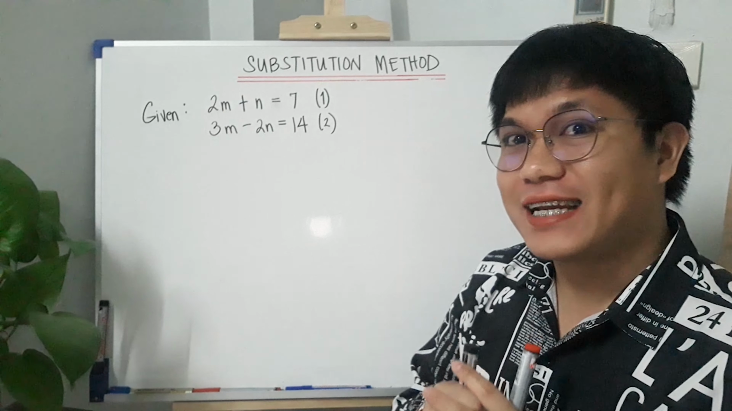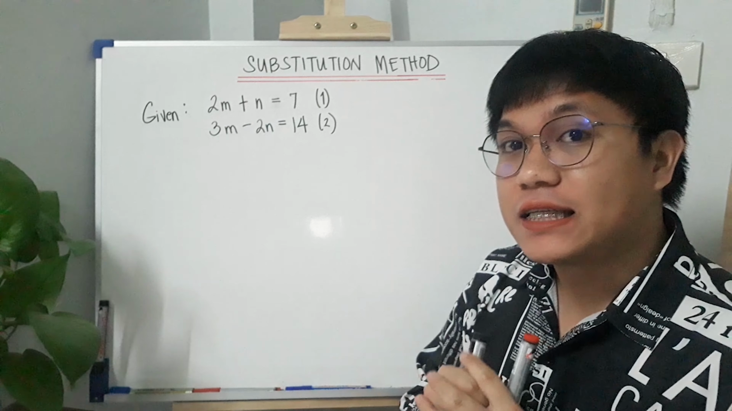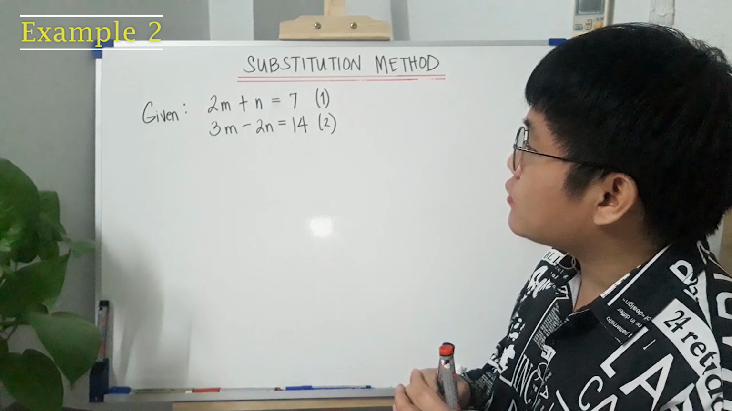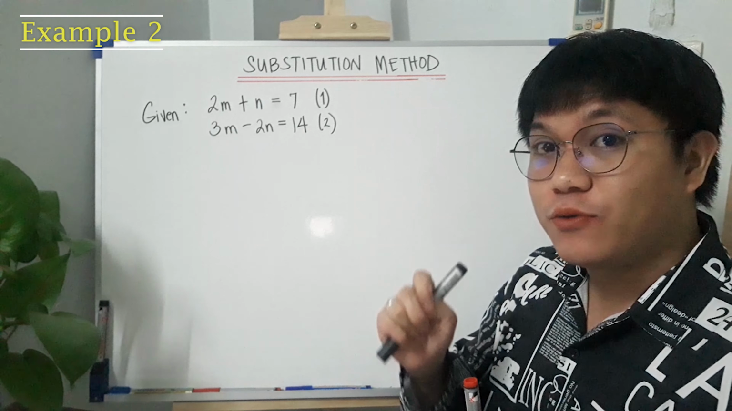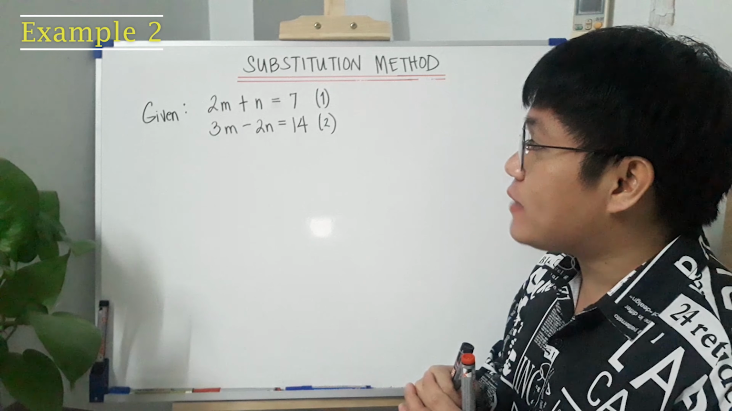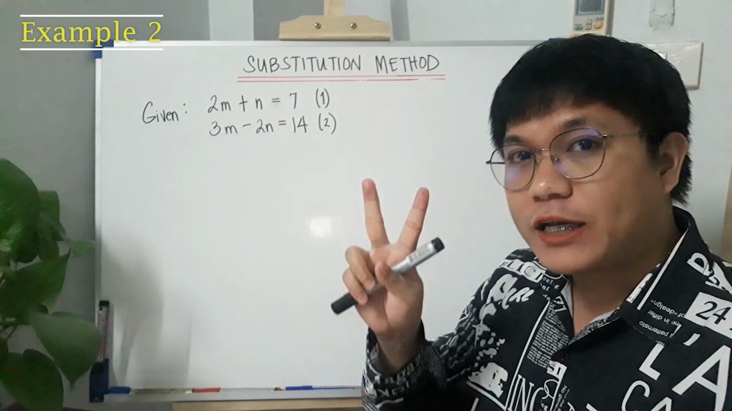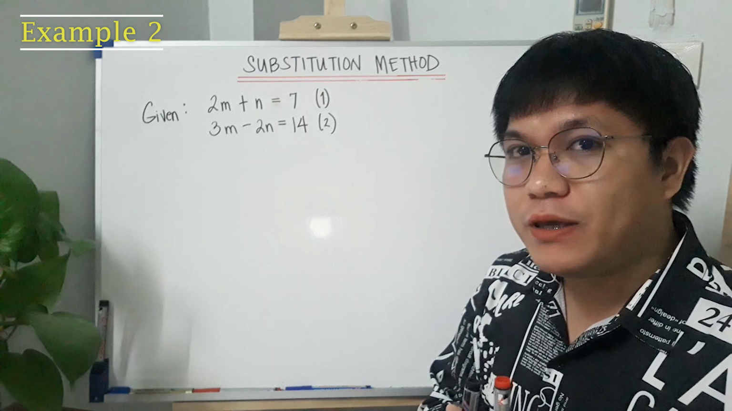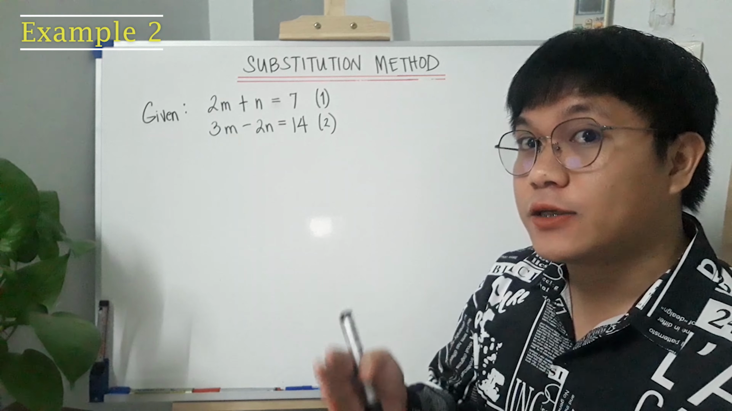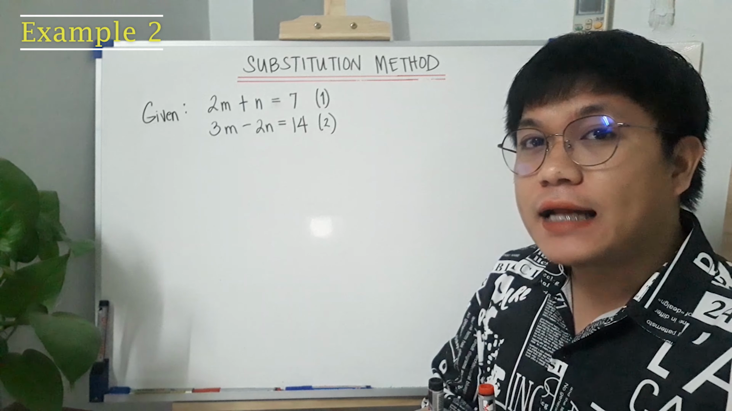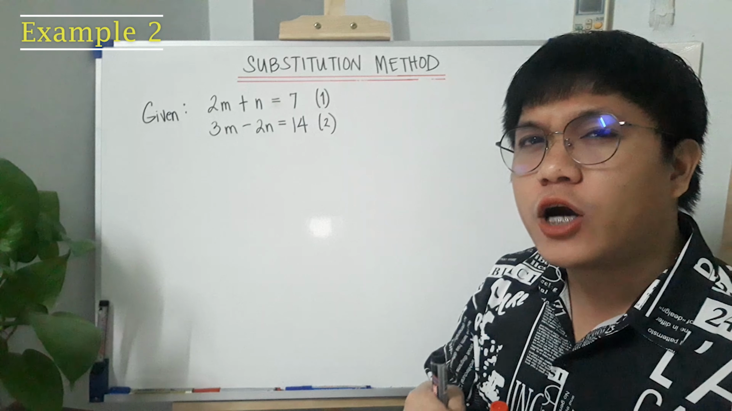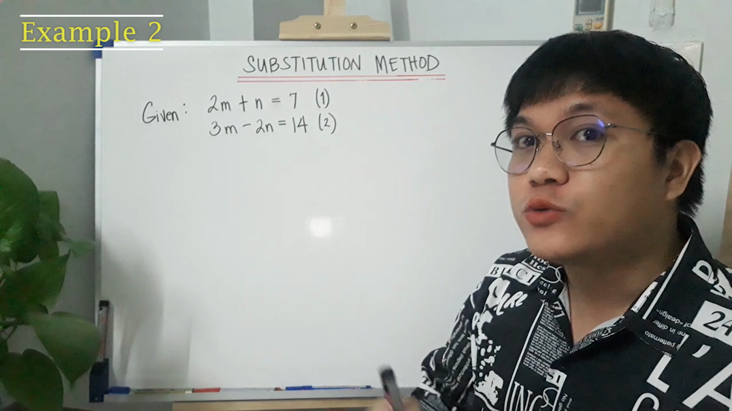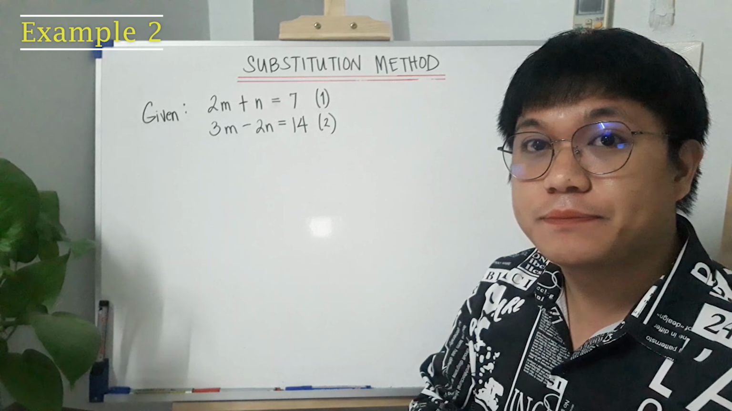Let's take a look at our example number 2. Given the system of linear equations, which is 2m plus n is equal to 7, which is our equation number 1, and 3m minus 2n is equal to 14, which is our equation number 2. Now remember, our first step will be we are going to choose what particular equation we are going to use. And then after we choose what equation, we are going to choose now what particular variable we are going to choose as the subject of our equation.